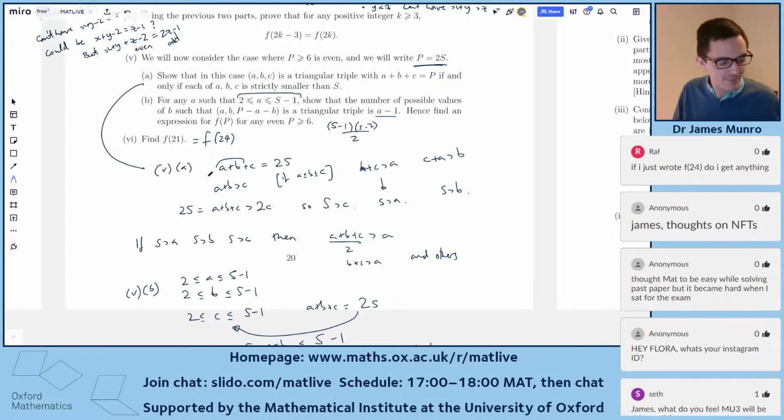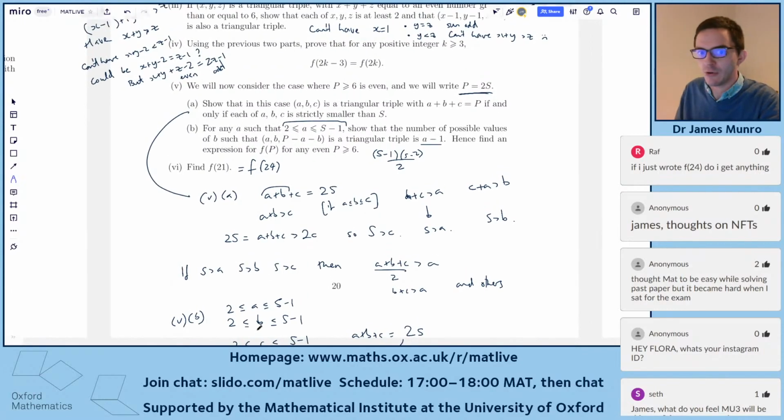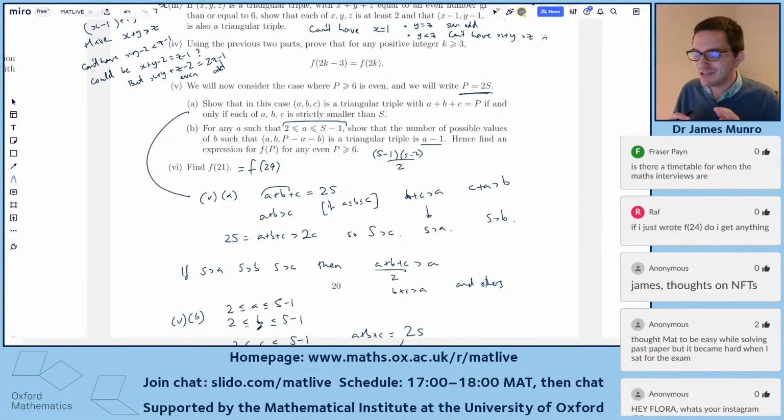Is there a timetable for when maths interviews are? Yes, there's a timetable for when maths interviews are on the Oxford website. If you go to ox.ac.uk/interviews, I think there's a provisional timetable there for when they might be.